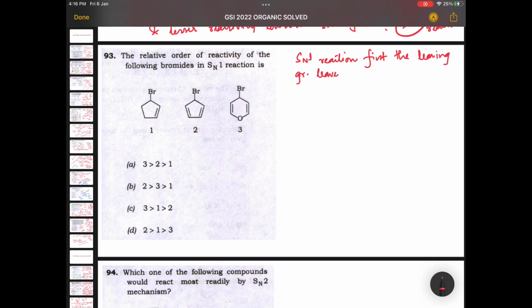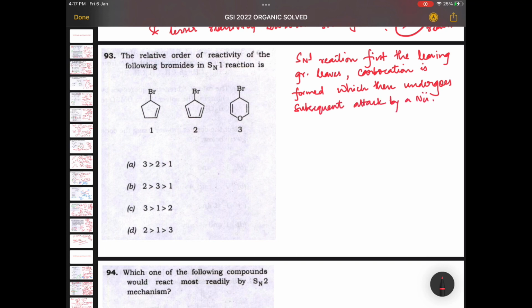So for this next question, we have to find out the relative order of reactivity for SN1 for the following bromides. Once again, in SN1, a carbocation is formed, and then the carbocation undergoes a subsequent attack by a nucleophile to form the product. Hence, we also have to check the carbocation stability. If the stability of the carbocation is more, then the reactivity for the SN1 reaction would also be more for the following substrate. So let us see.